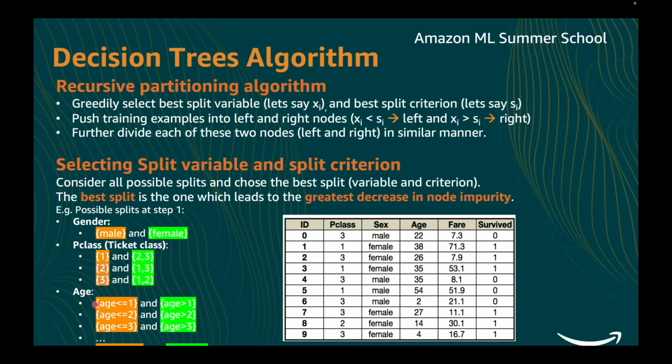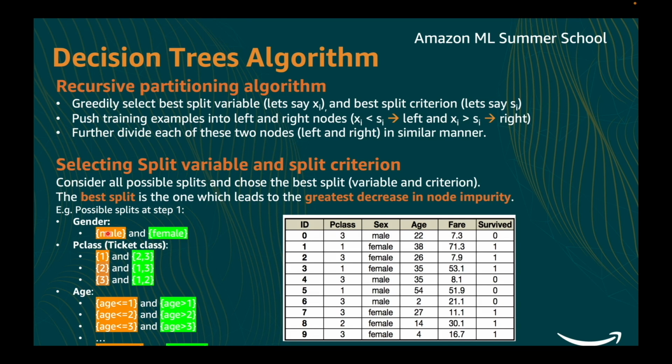It'll give us the population where the age is less than that value and the one where the age is greater than that value, right? We can also have the ticket. We can say, okay, the ticket is either 1 or it's not 1, so it's 2 or 3, right? This will be the way we are splitting it.